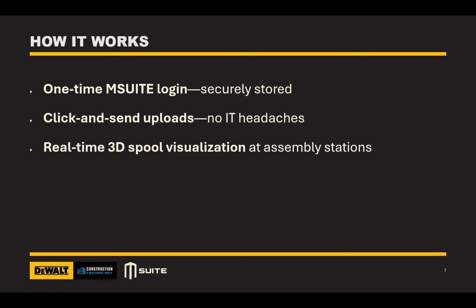So just real quick before we get into the demo, quick how it works, just to show how truly simple it is, because that's the goal, is to make it as simple as possible for customers. Just a one-time MSUITE login, click and send uploads, which we'll show you here in a bit, and then get your real-time 3D spool visualization at your assembly stations. So really just giving you much richer data to work off of. So with that, I will pass it over to you, Ricky, to go ahead and walk through the demo.